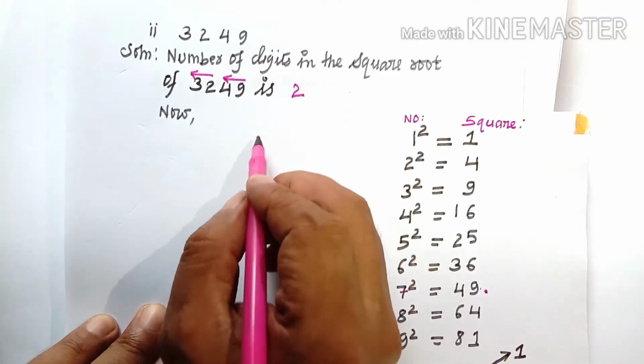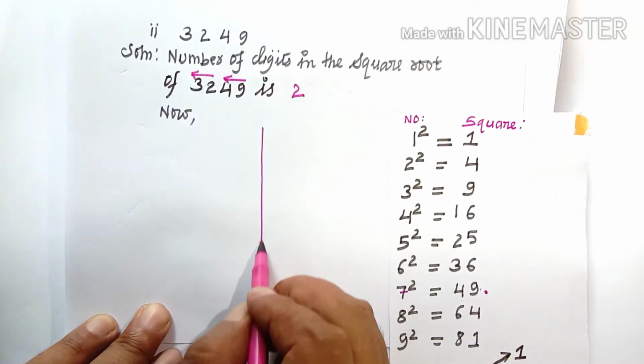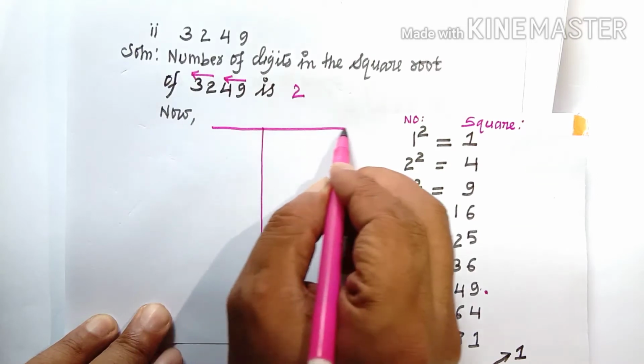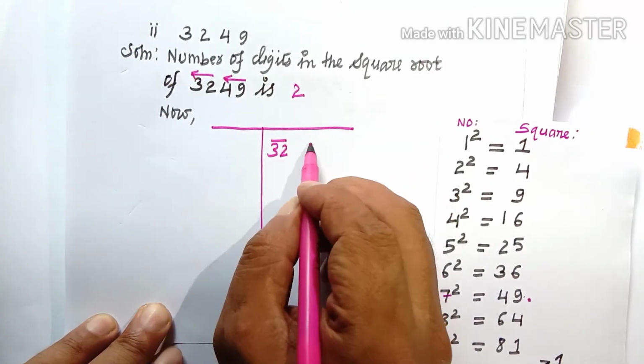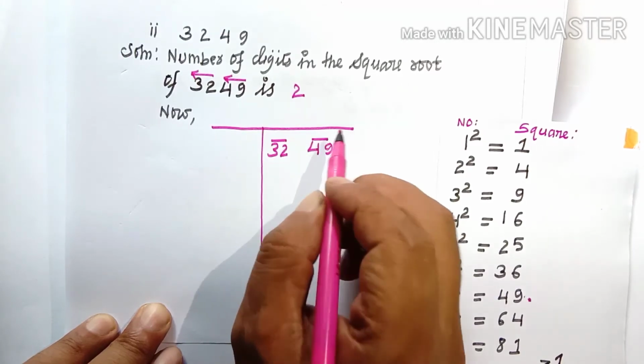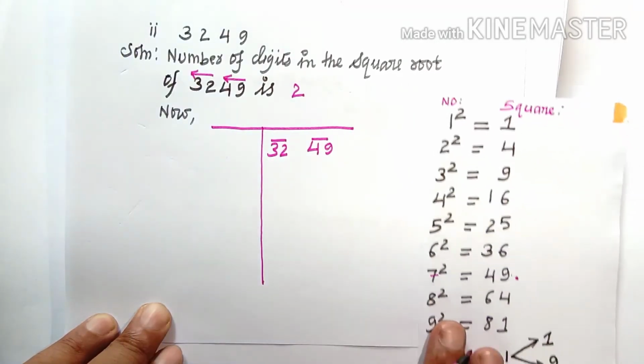Now to get the second answer, we need to use the long division method. So take the number here, the first period 32, the second period 49. So what you will have to do is take the help of the squares.